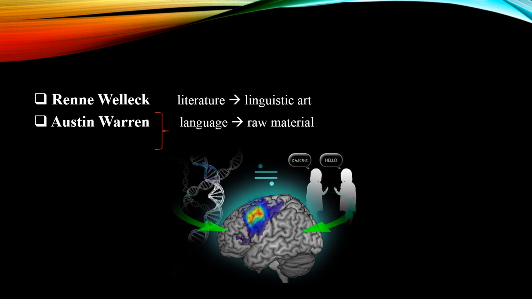The next stylisticians are Rene Wellek and Austin Warren. Rene Wellek stated that literature is a linguistic art, and Austin Warren stated that language is a raw material. So language is an open one. We can take communication as language, writing a novel is language, and reading a novel is language. Speaking something is also language. So language is a raw material.